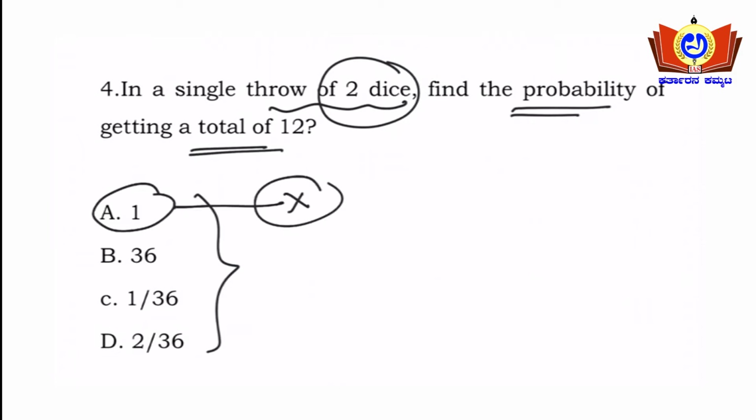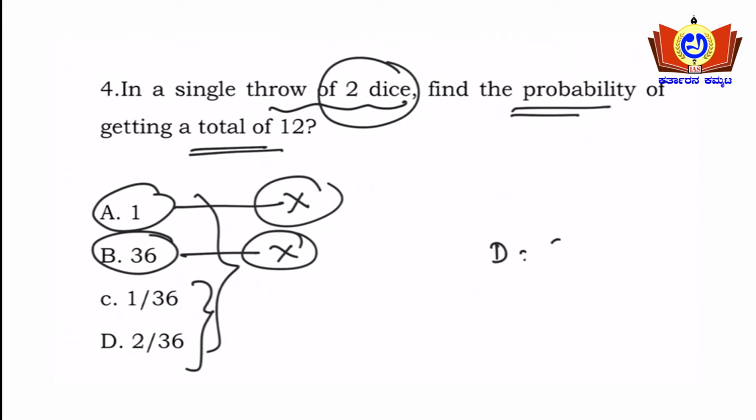1 will not be the answer here. Okay, option B can also be eliminated here. Only 36 cannot be the option here. So between C and D lies the option, right? If at all, see here, option D is 2 by 36. Two ones and two ones, so 1 by 18 is the answer we will be getting here.